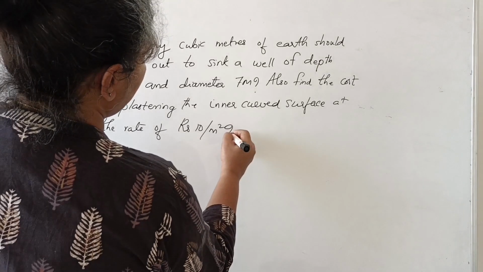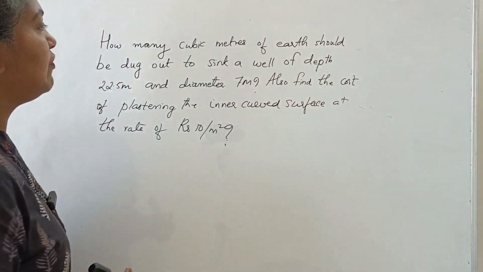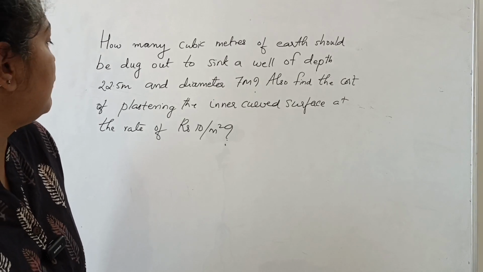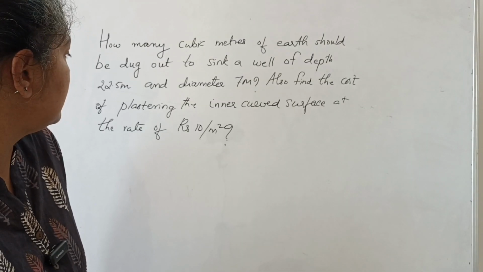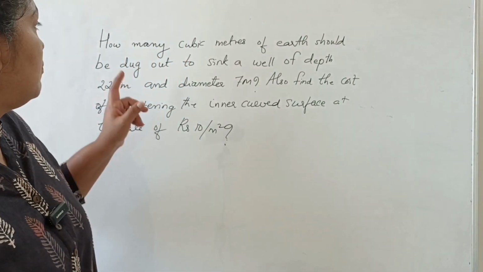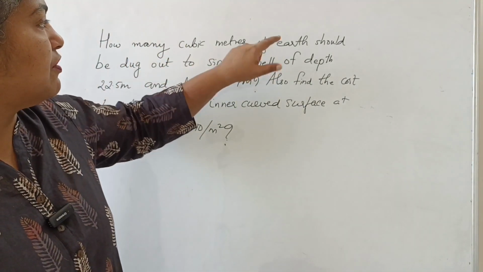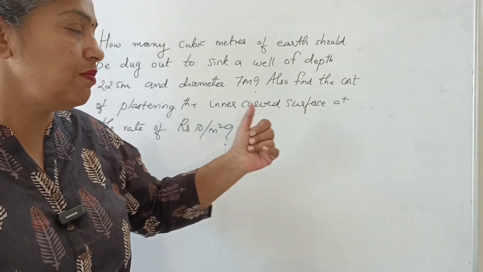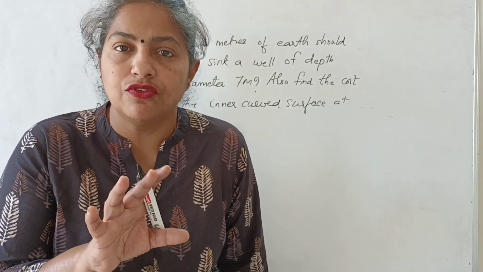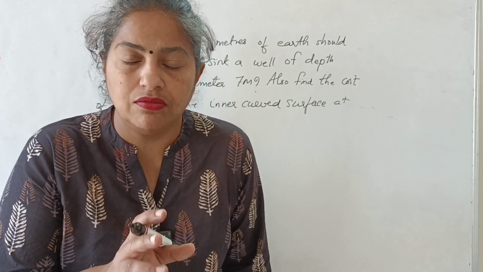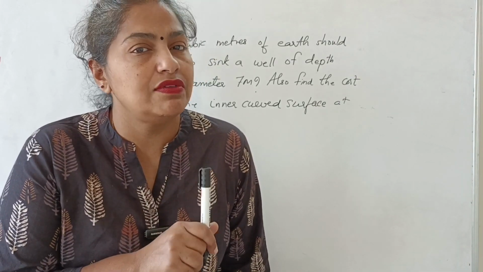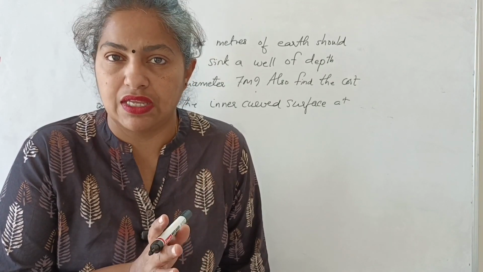How many cubic meters of earth should be dug out to sink a well of depth 22.5 meters and diameter 7 meter? Also find the cost of plastering the inner curved surface area at the rate of rupees 10 per meter square. Now this question has two parts. The first part is you have to find how many cubic meters of earth should be dug out, and the second part is the cost of plastering. Now a person who has understood the concept of area and volume will understand from this particular sum that the first part deals with volume and the second part deals with area.